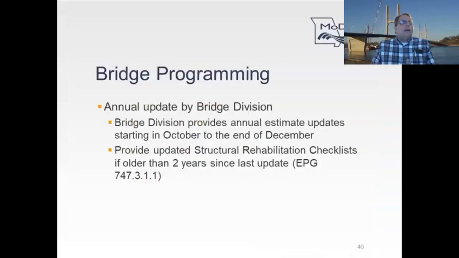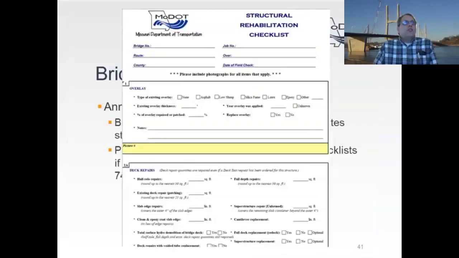So if it's a rehabilitation or a redeck, visit EPG section 747.3.1.1, and we'll need a structural rehabilitation checklist. There's a screen grab of the front page of this thing. This form is typically filled out by your district bridge engineer along with your transportation project manager or transportation project designer. They go out there and decide what needs are on the structure that we're going to rehabilitate.